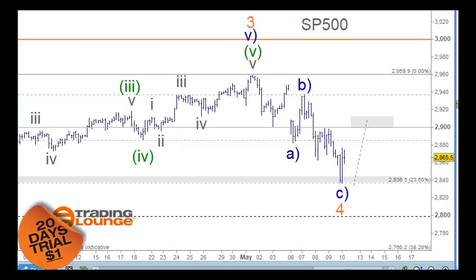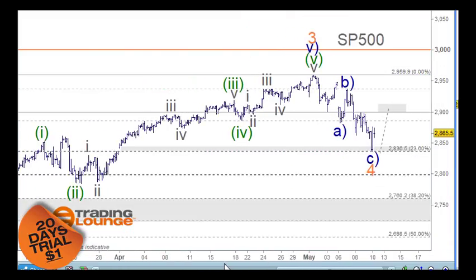I'd like to start with the S&P 500, and it's the 10th of May. So we are looking at a wave 4 low. The problem with wave 4s is that they can get very complicated. So it's possible that this wave 4 can get more complicated, so we'll need to talk about that a little bit.